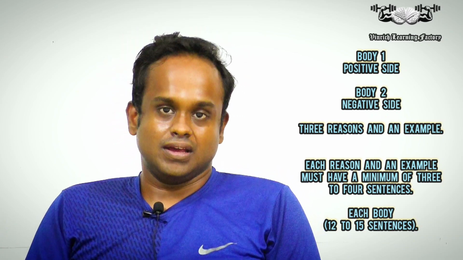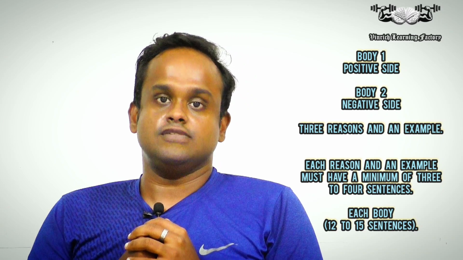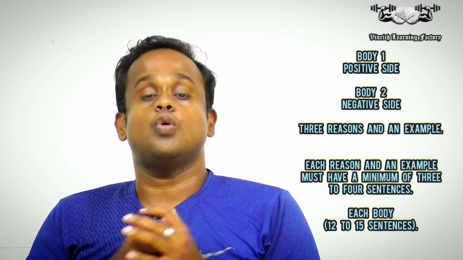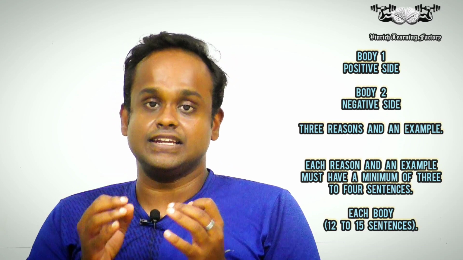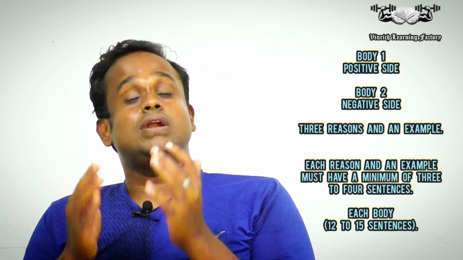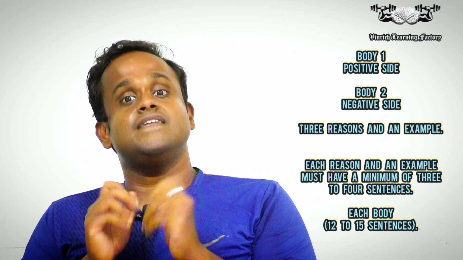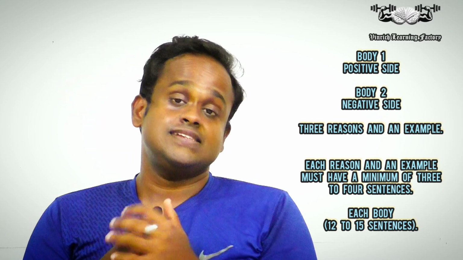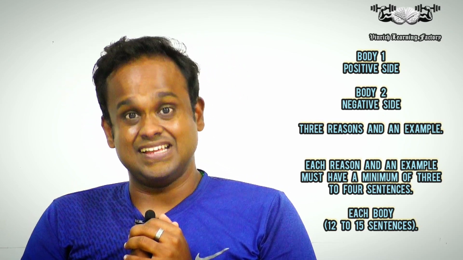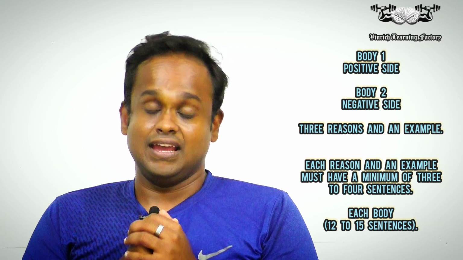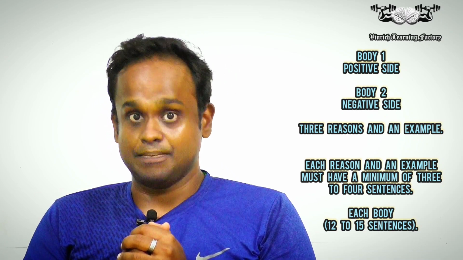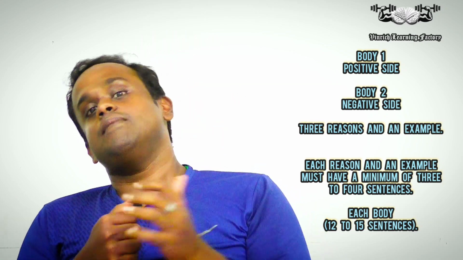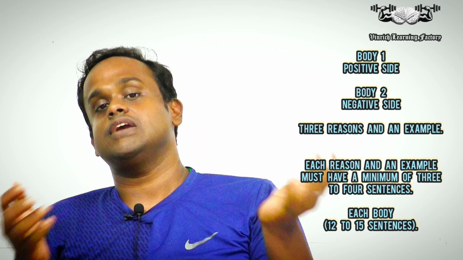In the body 1, talk only about the positives with an example, and in the body 2, talk only about the negatives with an example. When it comes to body 1, give at least 3 reasons with one example. Each reason should comprise of at least 3 to 4 sentences, and it is the same for example as well. So roughly it will be 12 to 15 sentences. Same goes for body 2 as well when you are speaking about the negative.